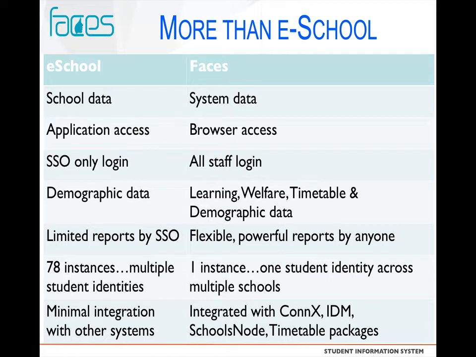In eSchool there were 78 instances, often resulting in multiple student identities as students transferred from school to school. In FACES there's one instance. As the student transfers, there's no need to re-enroll them or type in any more data. Simply move them from one school to another and all their data comes across with them. And lastly, eSchool was integrated minimally with other systems, whereas FACES will integrate with Connex for staff information, IDM for identities, Schools Node for various roles in the school, and a number of timetable packages.